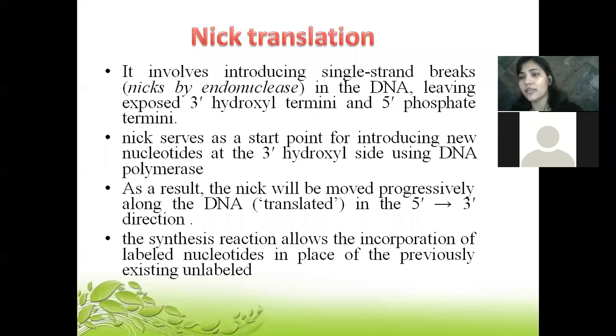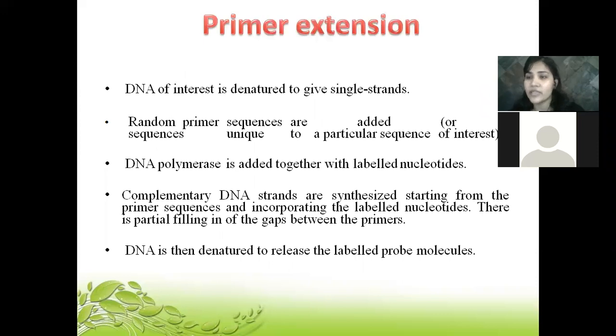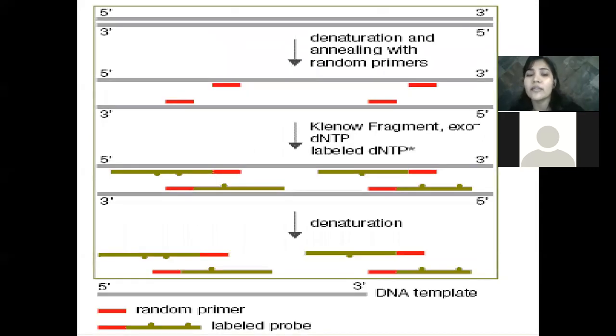Nick translation is nothing but that we'll be making a cut, and we'll be filling that cut with the nucleotides which are labeled already. Okay. Then in the same way we also saw primer extension, where we use a small sequence of DNA called a primer, and allow that primer to be extended with the labeled dNTPs. Okay. So that way we can again denature the double-stranded DNA and get the probes which are labeled.